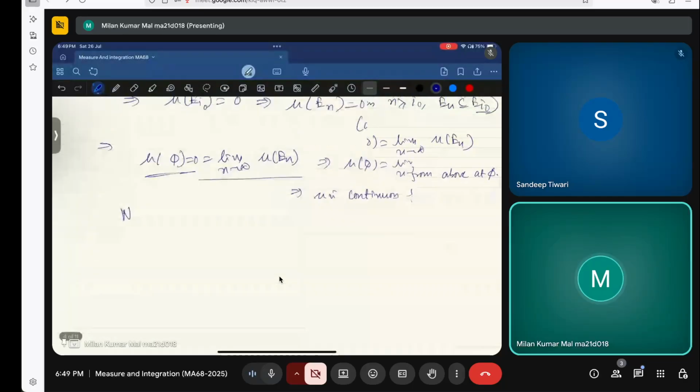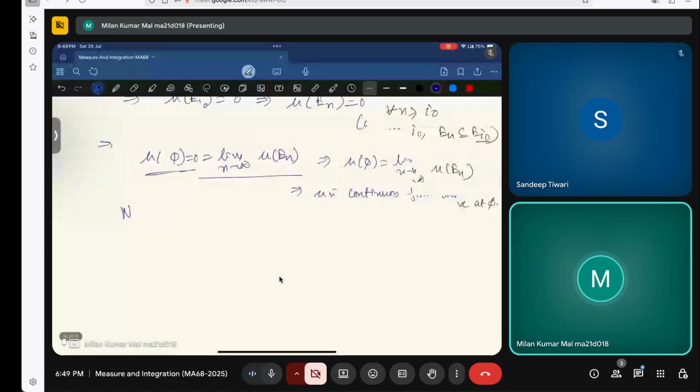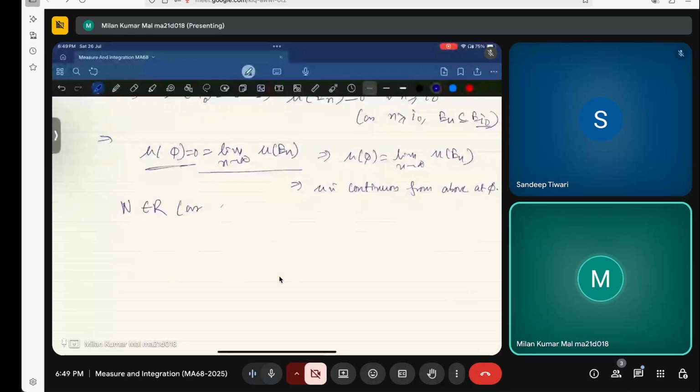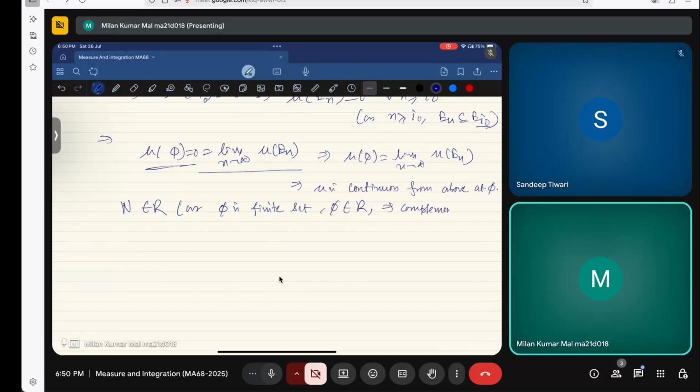Let's take N in R, because R is the algebra of all finite subsets and their complements. As the empty set is a finite set, it is there in R, and the complement of the empty set, which equals N, is also in the collection R. So therefore N is in R.